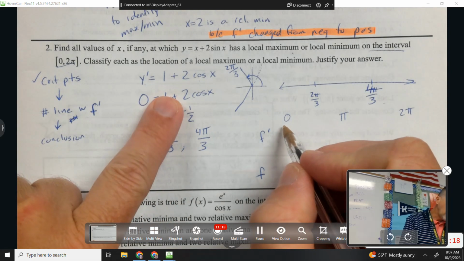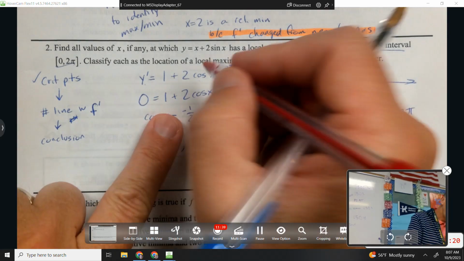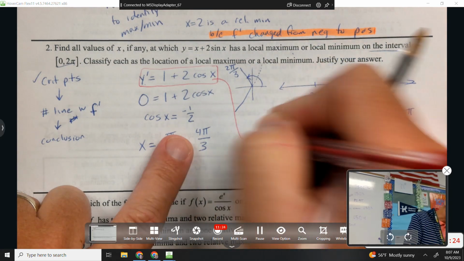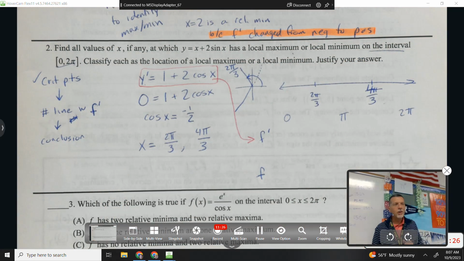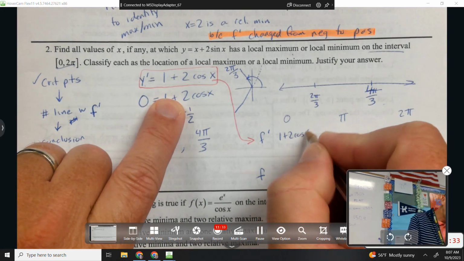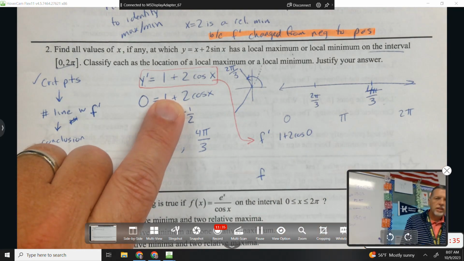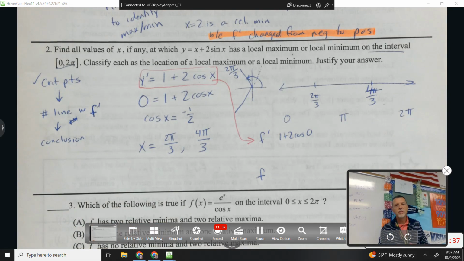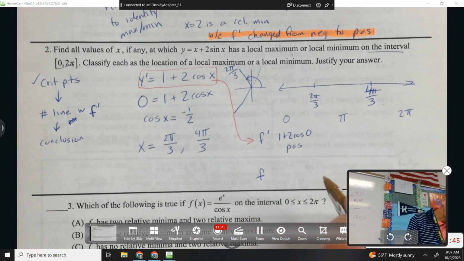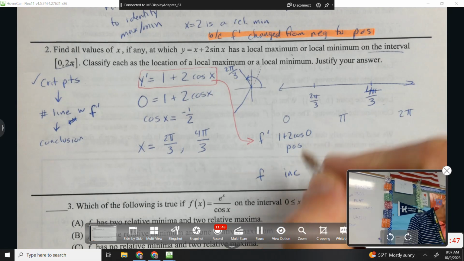So if I plug in 0, and again I'm plugging it into the prime, not the original, because I want to know if f is increasing or decreasing. So 1 plus 2 cosine of 0. What's the cosine of 0? 1. So 1 plus 2 is 3. That's positive. So that tells me that f is increasing.